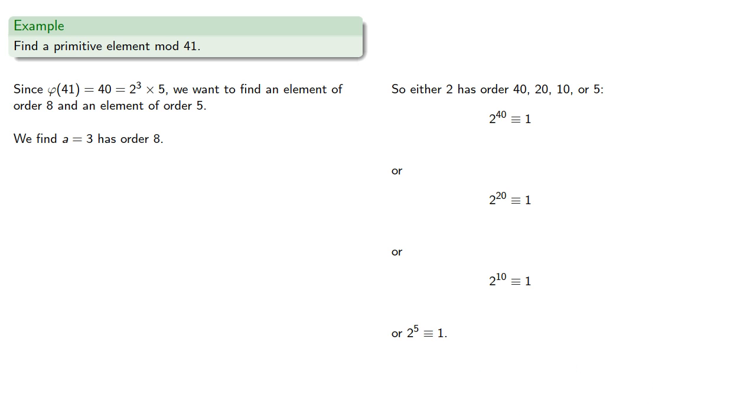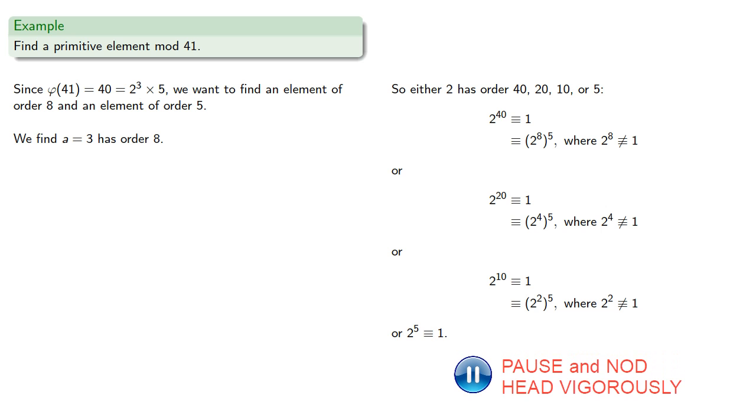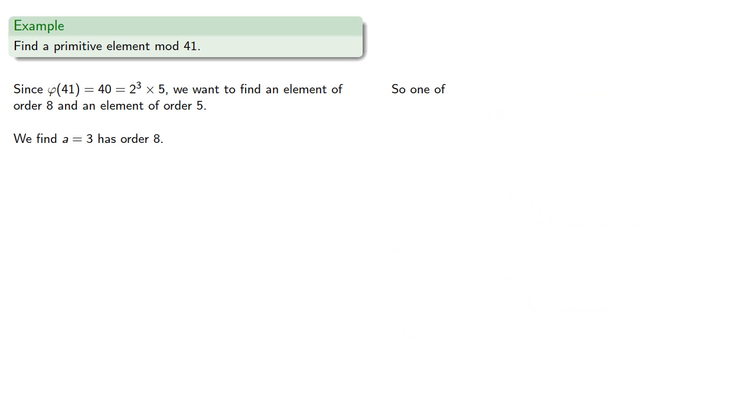Now if 2 has order 40, then we can rewrite this, and so 2 to the 8th can't be congruent to 1. If 2 has order 20, then we can rewrite it as where 2 to the 4th is not congruent to 1. And if 2 has order 10, we can rewrite it where 2 squared can't be congruent to 1. So one of 2, 2 squared, 2 to the 4th, or 2 to the 8th has order 5. And we find that 2 to the 4th has order 5.